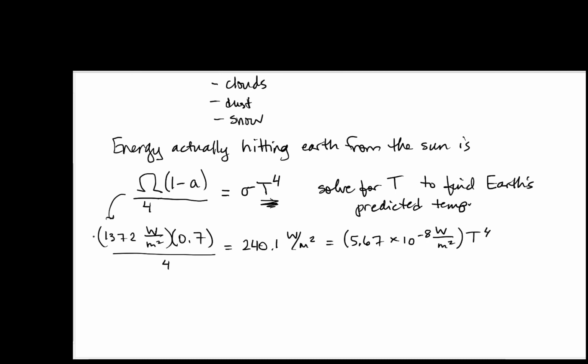So if I solve for T to the 4th, then I'm going to get 4.23 times 10 to the 9th. And then when I take that 1/4 root, I get 255 Kelvin, which is pretty cold, and this is not what we observe.